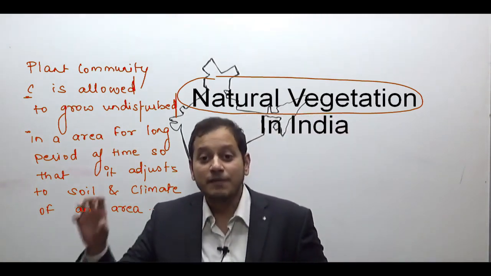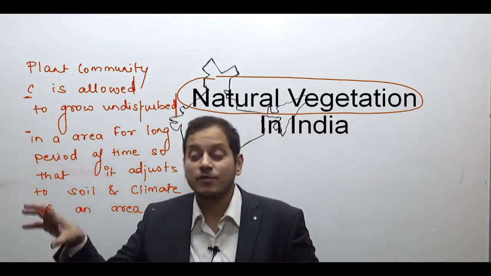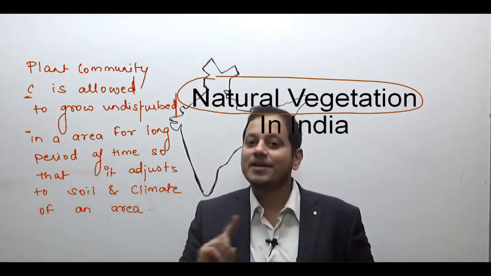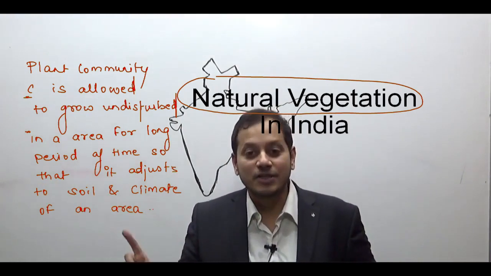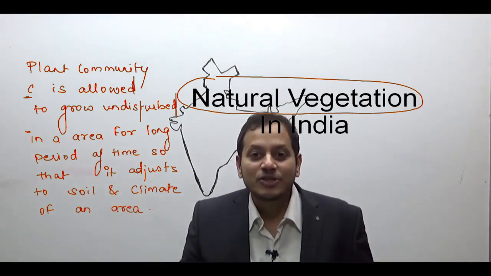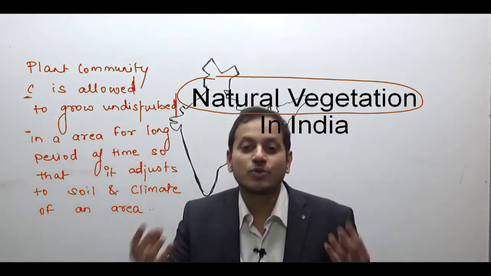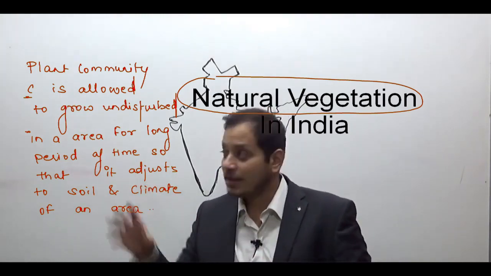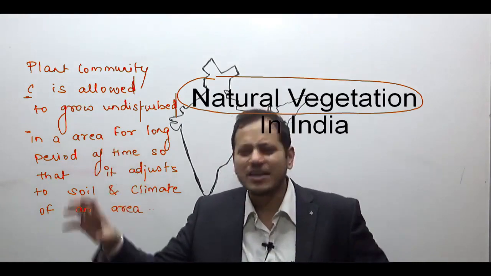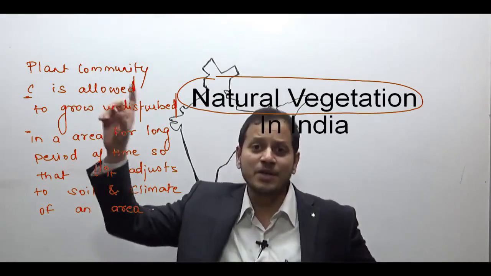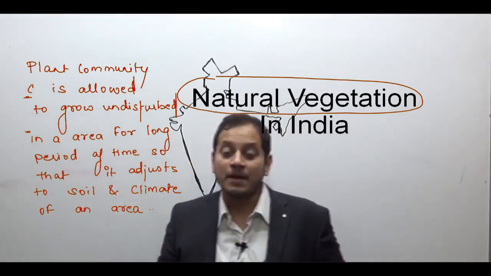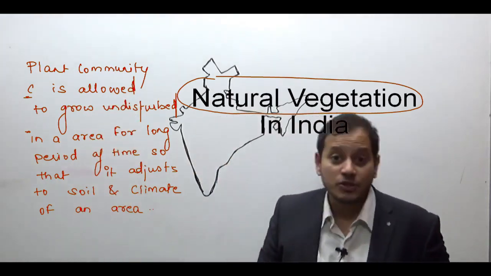That means if I am bringing a species from outside and planting it in an area, it does not classify as a natural vegetation. The natural vegetation means the plant has to grow naturally. For the plant to grow naturally, it has to acclimatize, it has to get adjusted to the climate, moisture, and to the soil in an area. And such an area is known as a natural vegetation.